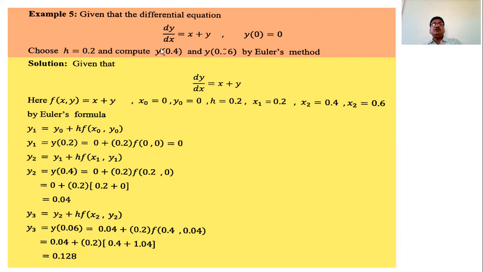So the question is only to find the value at 0.2, 0.4 and 0.6, but h is 0.2. Therefore, we have to find first the value at 0.2, then 0.4, and then 0.6.